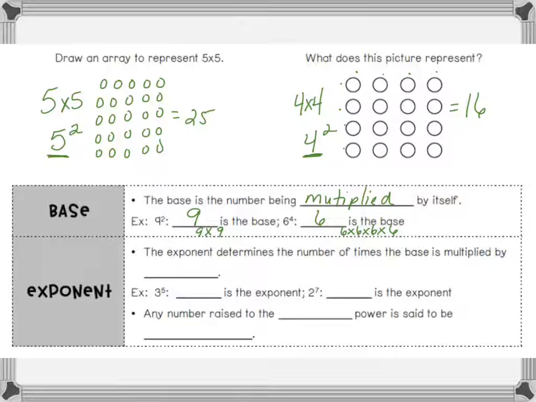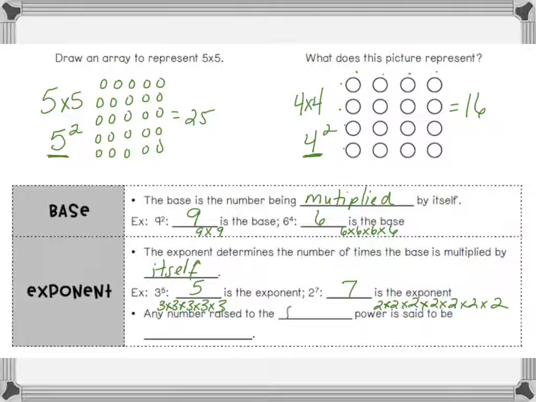The exponent determines the number of times the base is multiplied by itself. It tells us how many times we're multiplying that number by itself. So in our example of 3 to the 5th power, 5 is our exponent. And this is just shorthand for writing 3 times 3 times 3 times 3 times 3. In 2 to the 7th power, 7 is the exponent. It's just a short way to write 2 times 2 times 2 times 2 times 2 times 2 times 2. It's a much shorter way to write that.